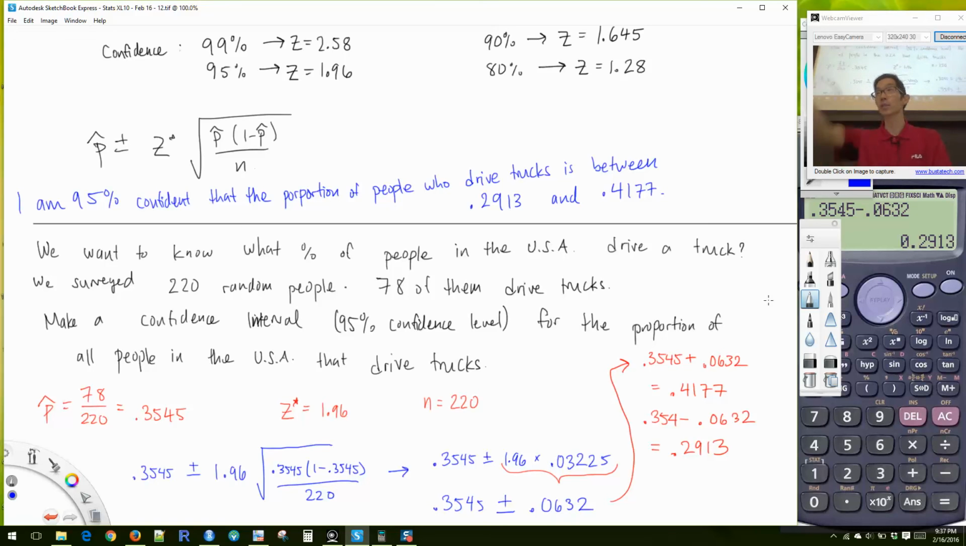Okay, so yes. A higher number of people surveyed would decrease the margin of error. This is a good thing to point out. If we surveyed more people, our n would get bigger, and that's in our denominator. So our margin of error actually shrinks. If I surveyed 2,000 people rather than 220 people, then I won't have as much give or take.